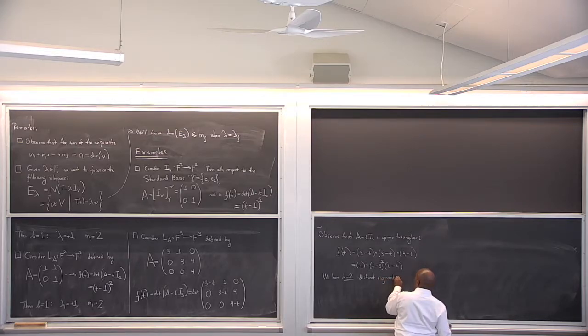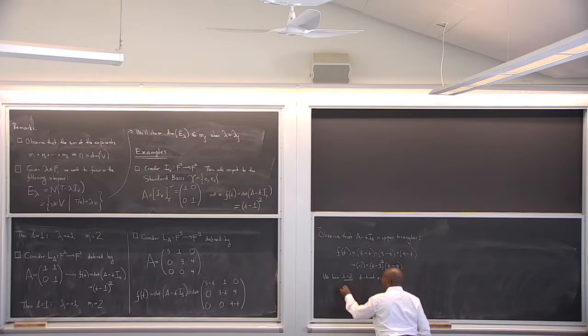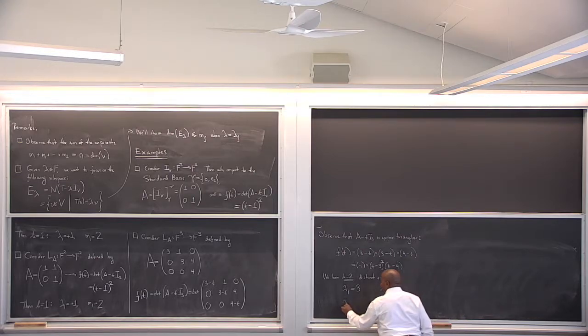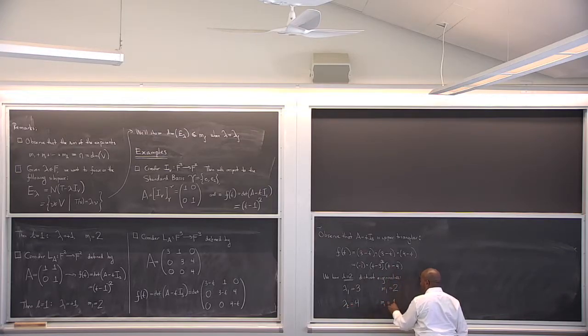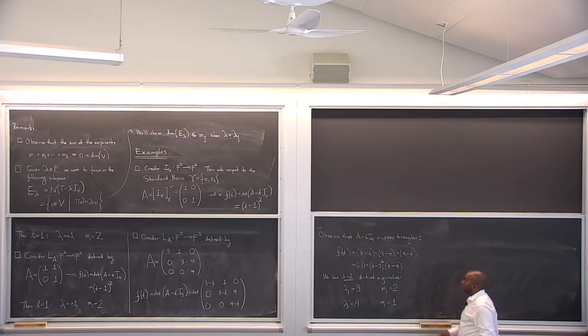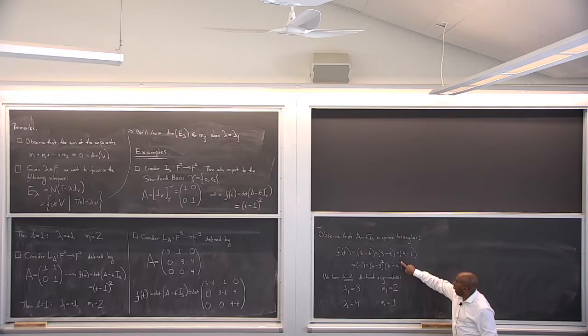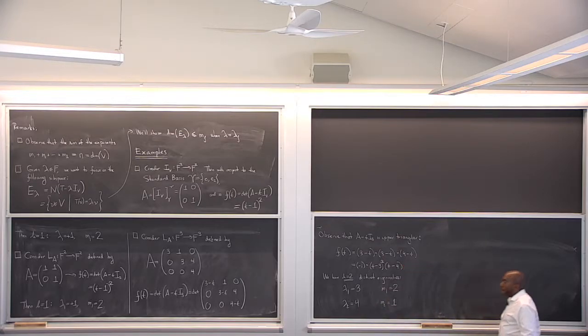Which really means we have two distinct eigenvalues. So the first eigenvalue is 3, and the multiplicity is 2. The second eigenvalue is 4, and the multiplicity is 1. Right, the way that we get that is the first root here corresponds to this eigenvalue, and the exponent here is the multiplicity. For the other root here, this is the eigenvalue, and the exponent here is the multiplicity.